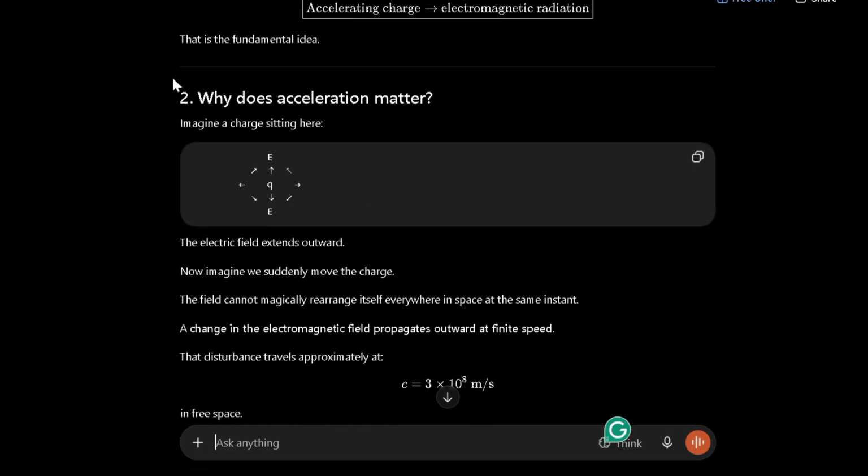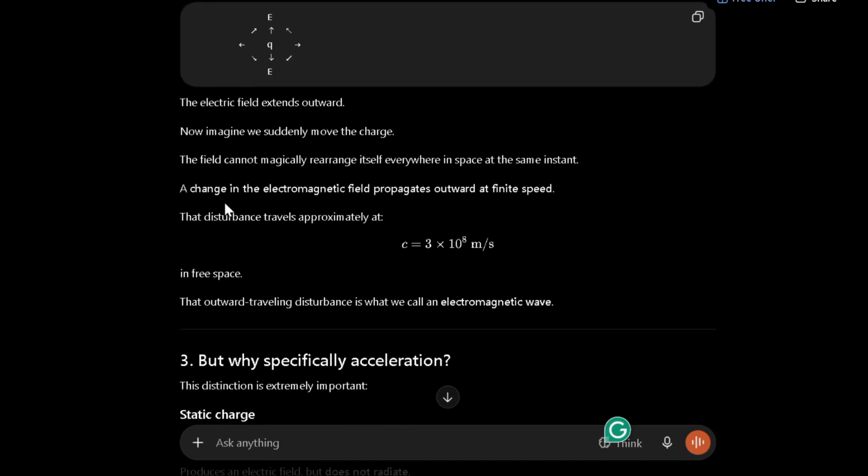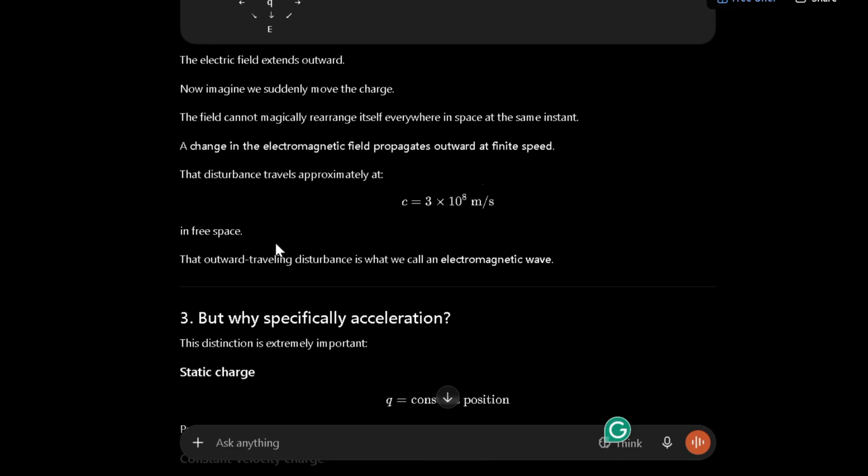This is the fundamental idea. Why does acceleration matter? Imagine a charge sitting here. The electric field extends outward. Now imagine you suddenly move the charge. The field cannot magically rearrange itself everywhere in space at the same instant. The change in the electromagnetic field propagates outward at a finite speed. The disturbance travels approximately at c equals 3 × 10^8 meters per second in free space. The outward traveling disturbance is what we call an electromagnetic wave.